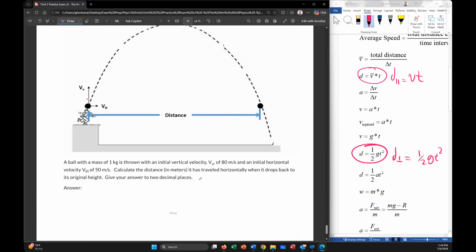So, okay, a ball with a mass of 1 kilogram is thrown with an initial velocity, and it's telling us that the vertical velocity is 80 meters per second. Again, in my problem, the horizontal is 50 meters per second. Calculate the distance. There you go. Very, very good question. It's telling us to calculate the distance. What distance? Vertical or horizontal?